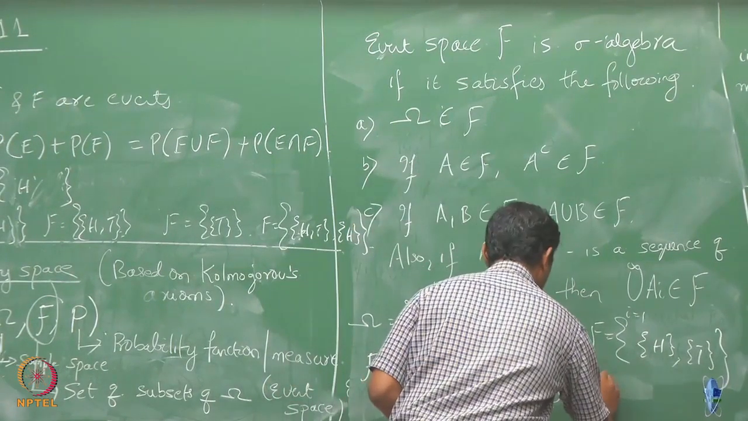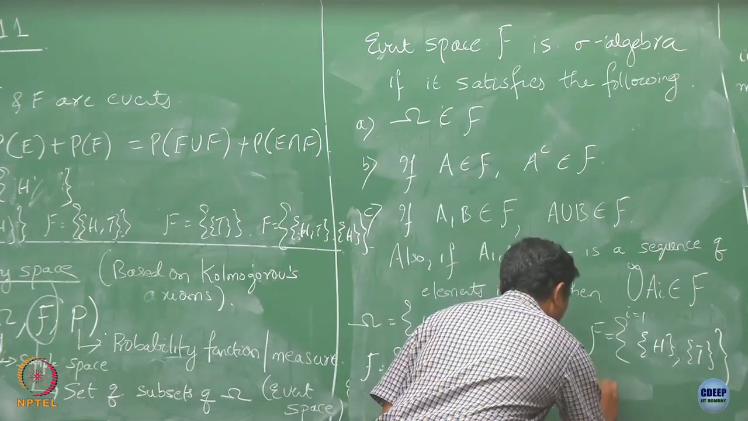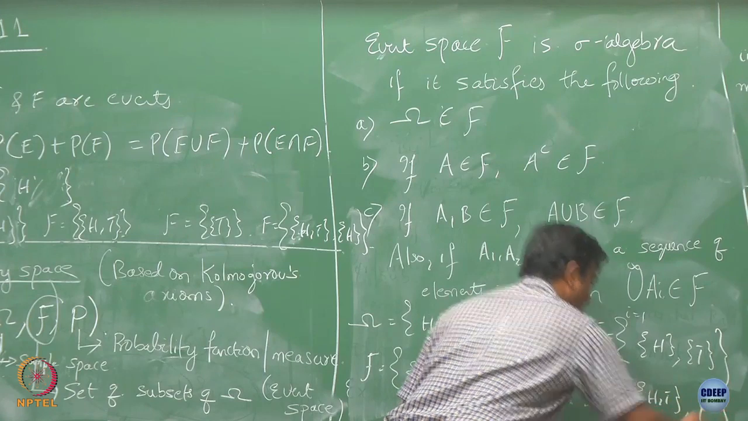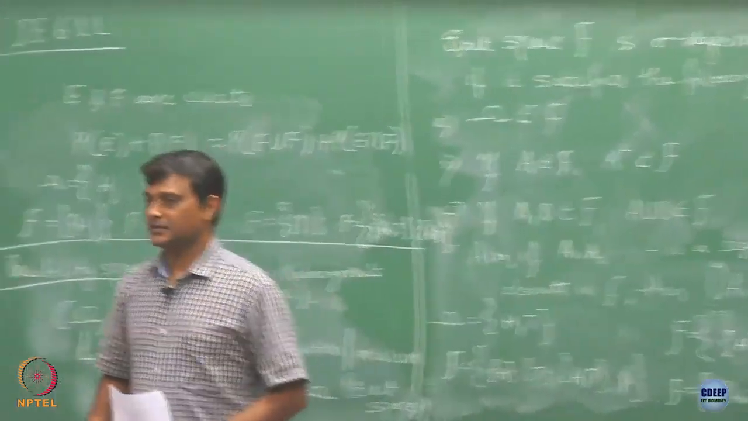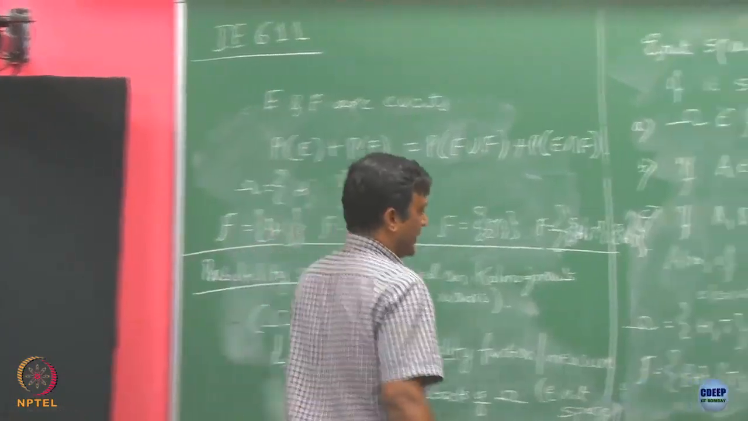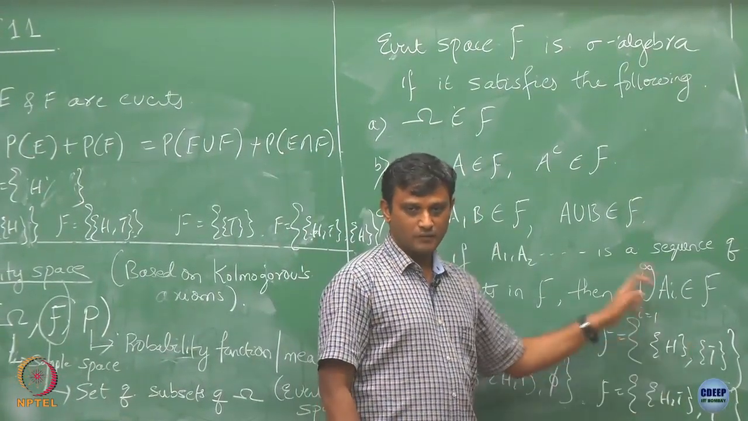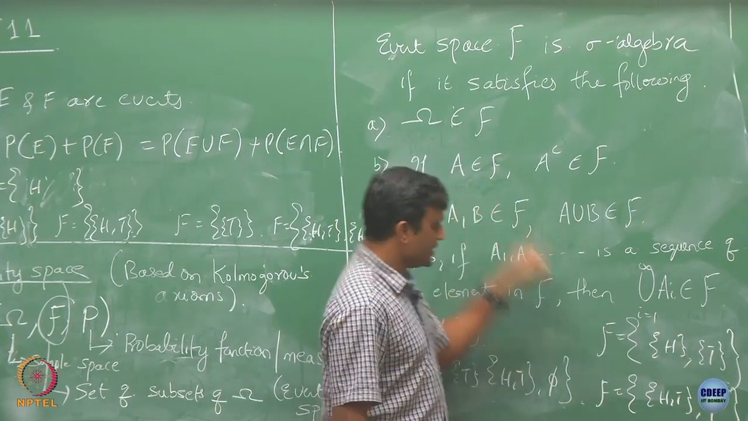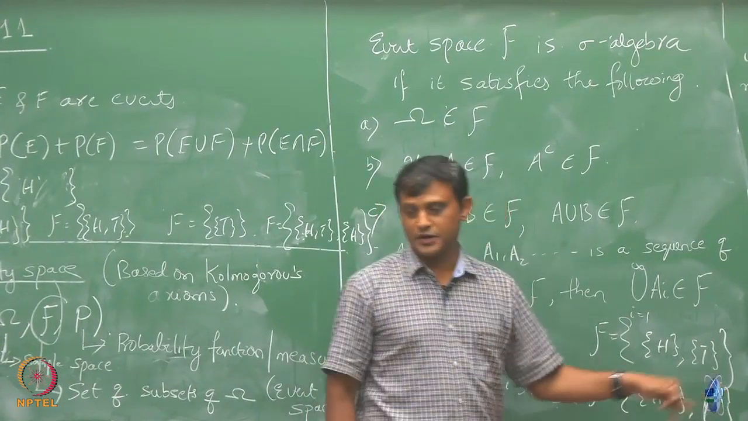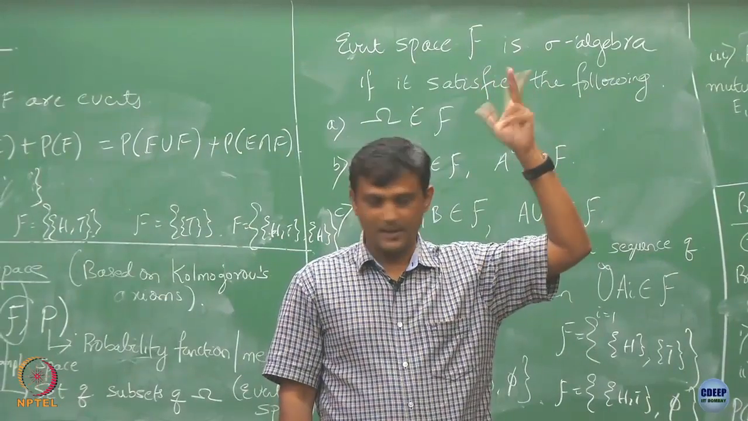Suppose I take a simple thing in this. Is this a sigma algebra? Yes, quickly apply all three conditions. It satisfies. Omega is anyway there. If I take A to be this, the complement is phi, which already belongs. If I take A to be phi, the complement is omega. So complementation is happening with respect to the sample space.